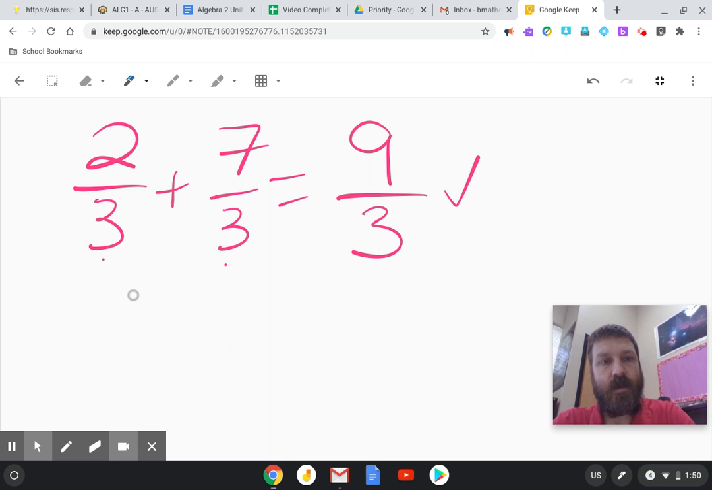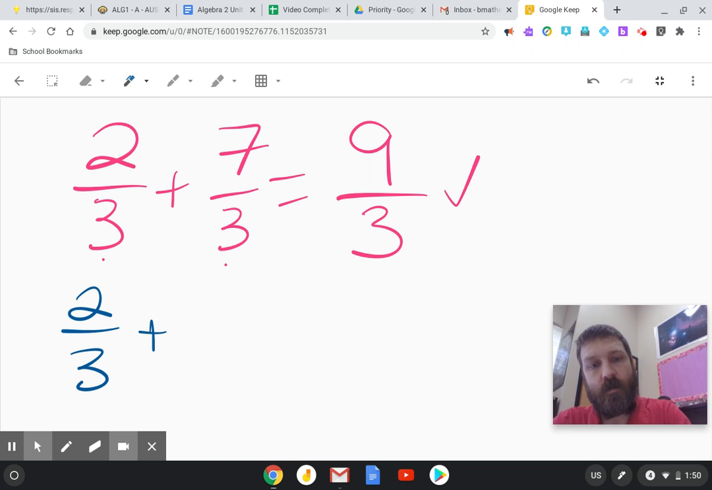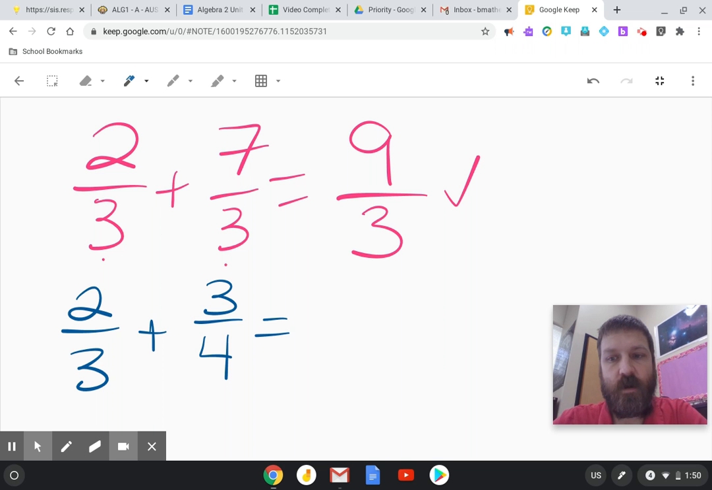But if I have 2/3 plus 3/4, I cannot just add that together because they are not in the same terms. Thirds and fourths are different things. So I can't just go adding these numbers together and saying, all right, I'm done. And definitely the answer is not 5/7, as some people might tell you. That is definitely not how adding fractions works.